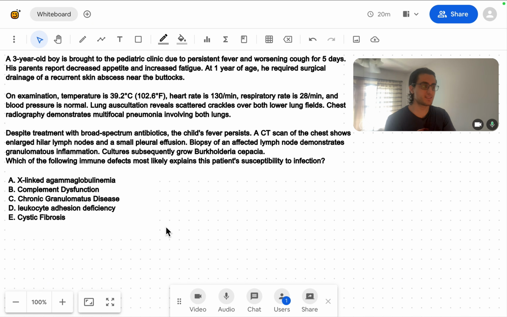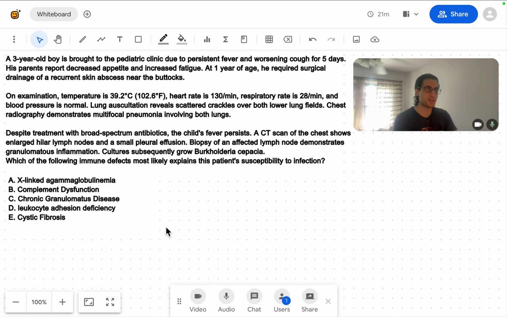A CT scan of the chest shows enlarged hilar lymph nodes and a small pleural effusion. Biopsy of an affected lymph node demonstrates granulomatous infection. Cultures subsequently grow B. cepacia. Which of the following immune defects most likely explains this patient's susceptibility to infection?